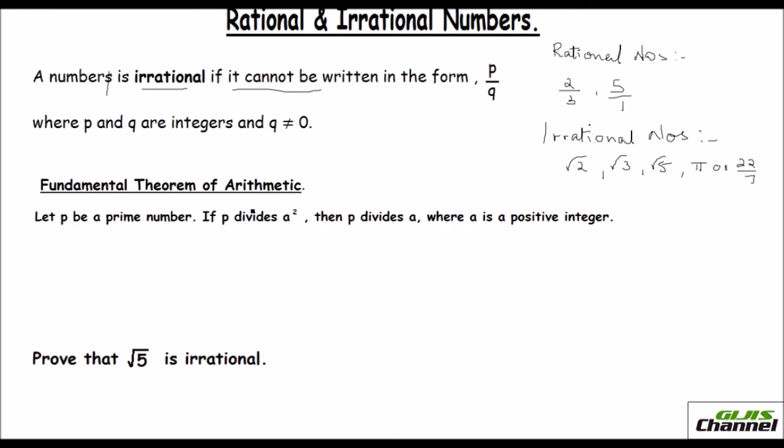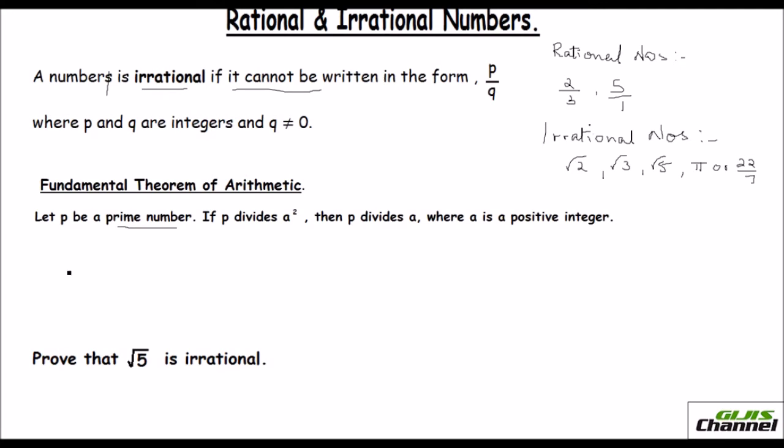Besides this, you have the fundamental theorem of arithmetic. Here, what it says is, let p be a prime number. Remember, it is a prime number. If p divides a square, then p divides a too, where a is a positive integer. If you take any prime number, and that prime number can divide a square, then that prime number can divide a also.